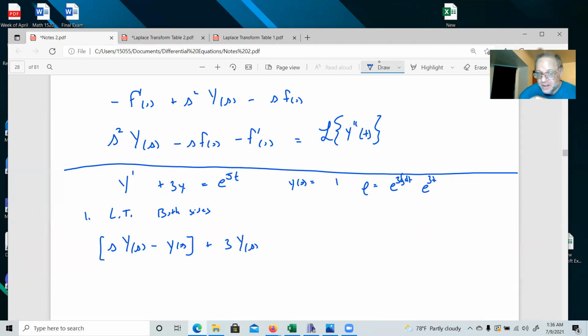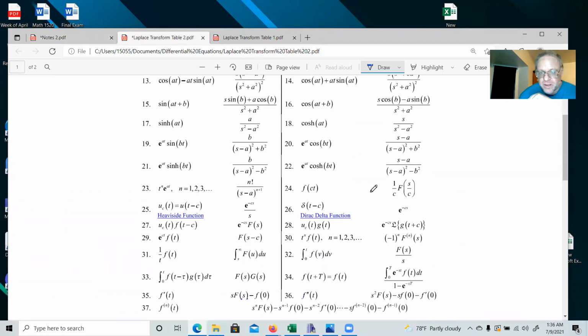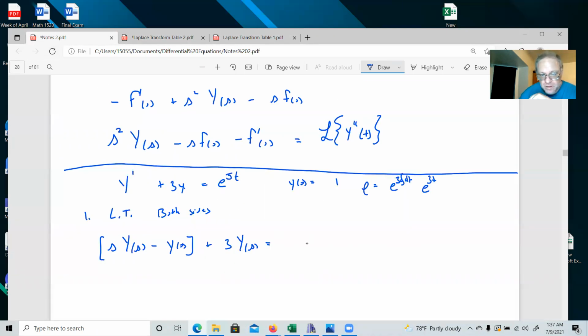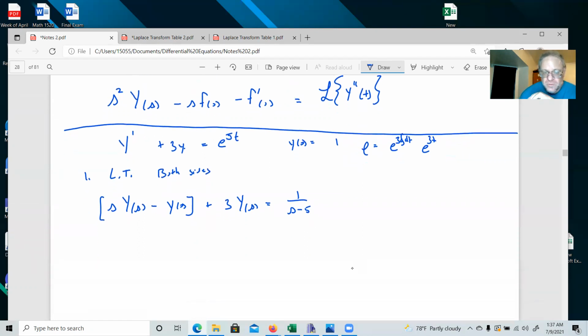Don't know what it is, it's Y of s. Okay, is equal to, what's the Laplace transform of e to the 5t? Well, let's go back up here and say, well, e to the at is 1 over s minus a. So this is 1 over s minus a, where a is 5. Okay, so we're going to go ahead and say, well, this is s Y of s minus 1, plus 3 Y of s is equal to 1 over s minus 5.